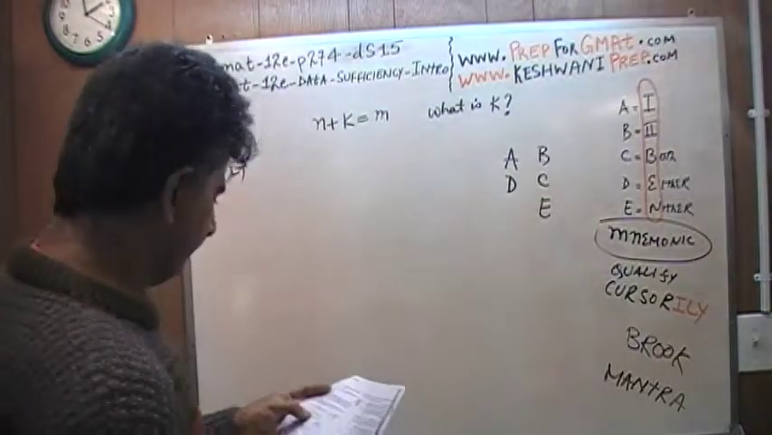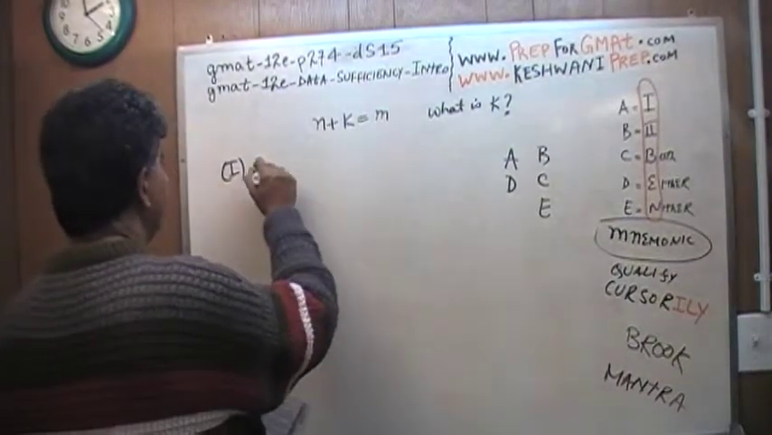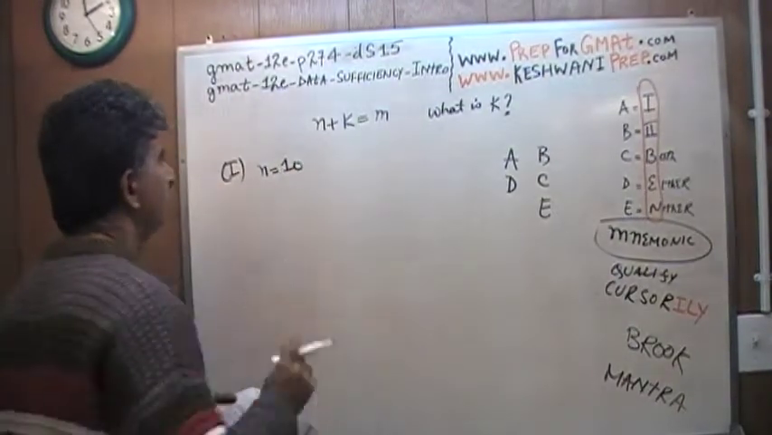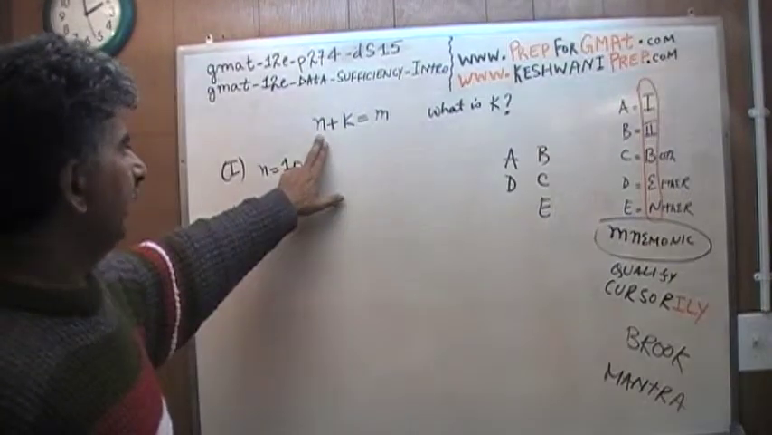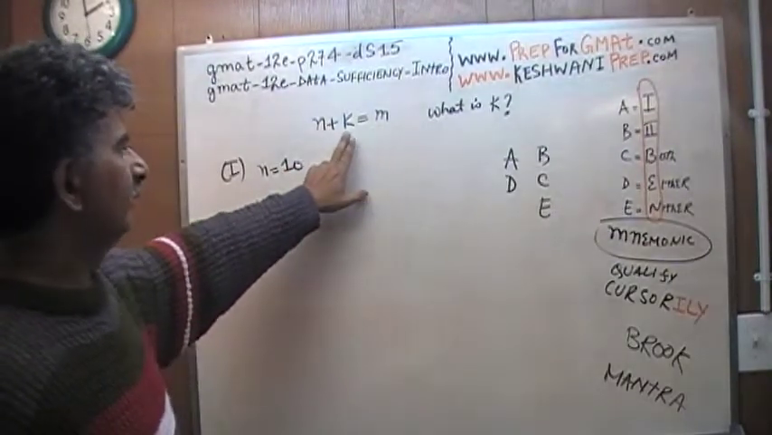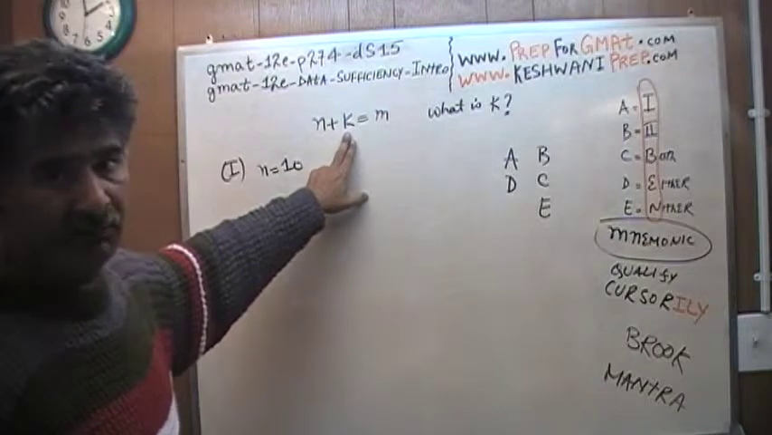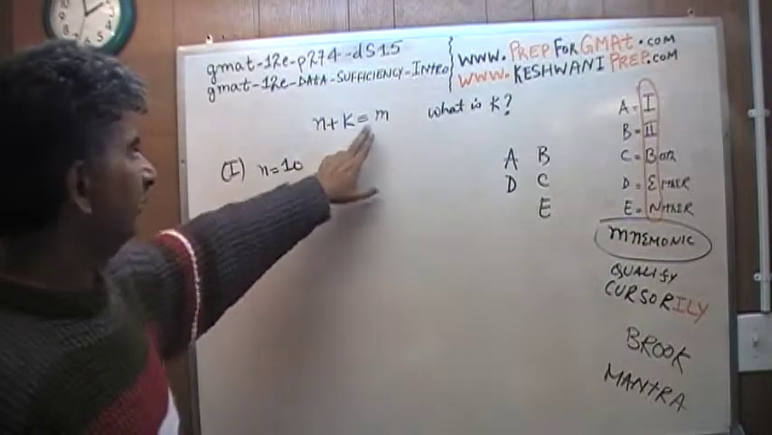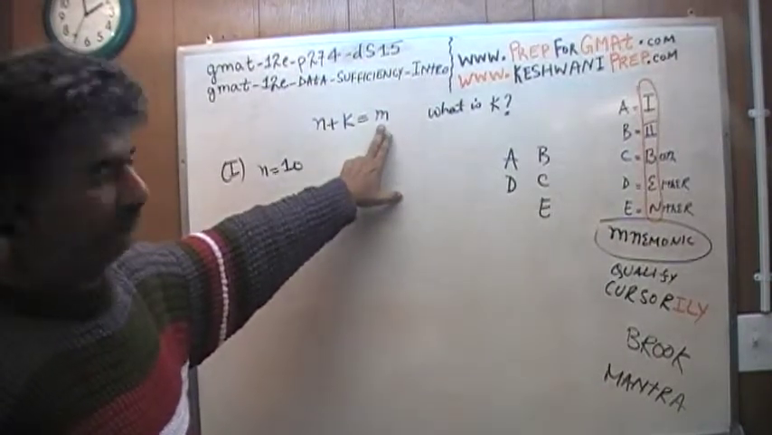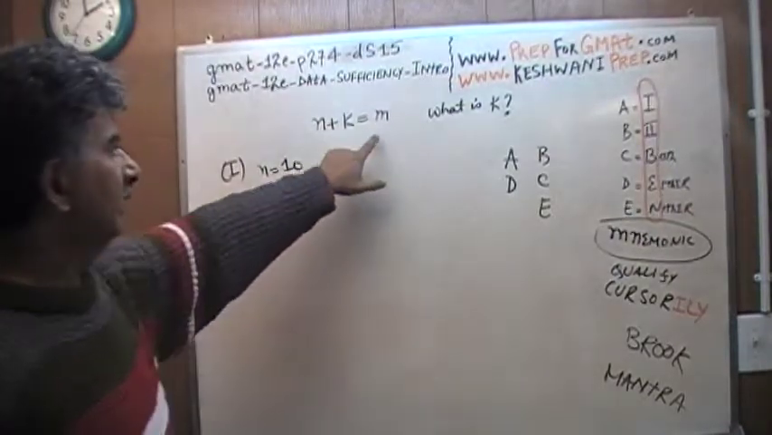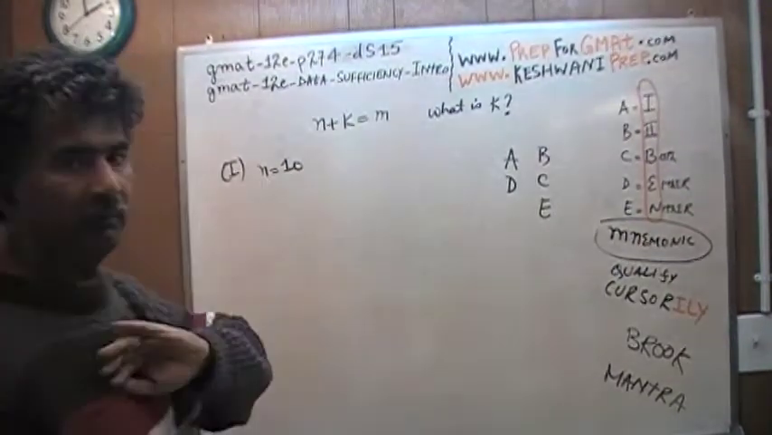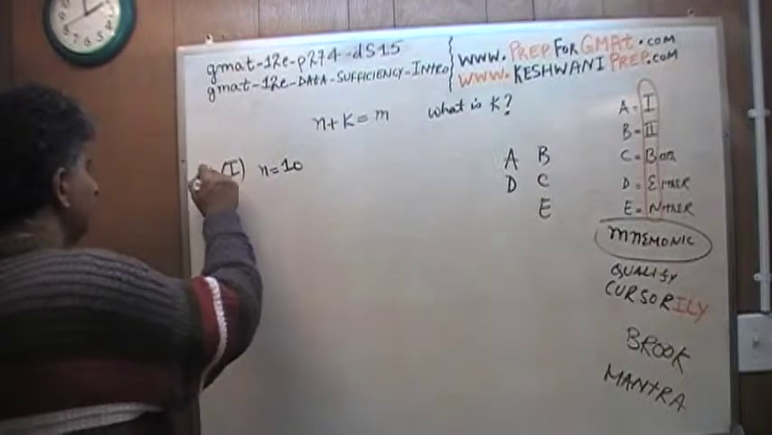Let's look at the first statement. The first statement tells me that n equals 10. Well, if we know that n equals 10, does that help us in figuring out what k is? Of course not. We know what n is, but we have no idea at all what m is. And without the m, we cannot answer what k is. So the first statement by itself is no good, as you can clearly see here.